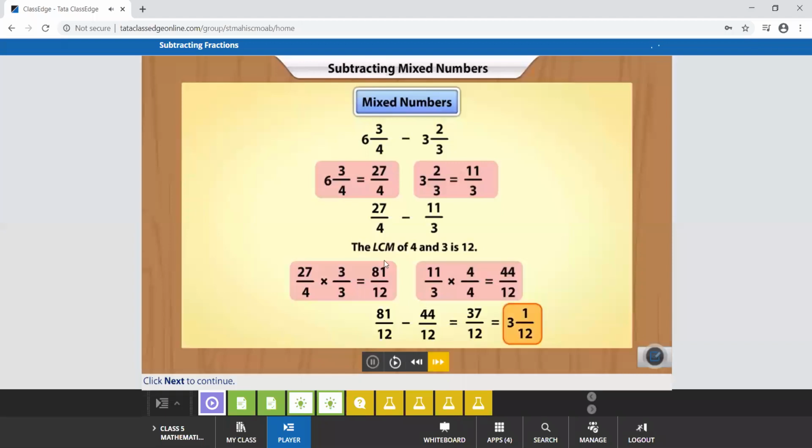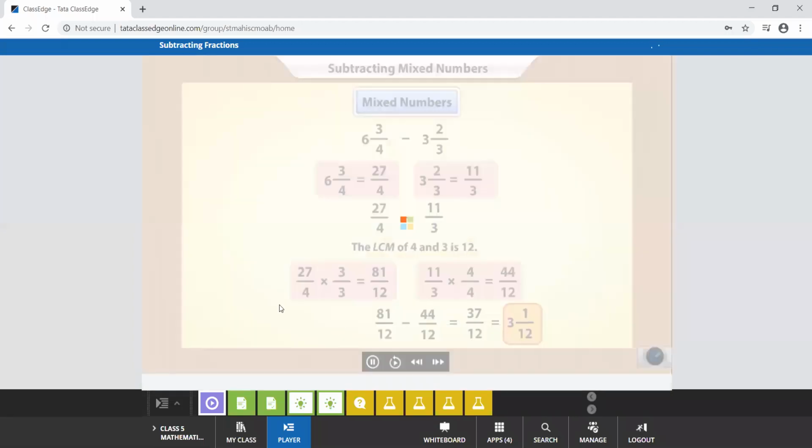Now here they haven't shown how the LCM of this is done, but you are to do the LCM here in the working column. So if you find out the LCM of 4 and 3, you will get 12. Both the denominators need to be changed to 12 by multiplying by a particular number. So when you multiply 4 by 3, you get 12. When you multiply 3 by 4, you get 12. So whatever you have done with the denominator, you do it with the numerator.